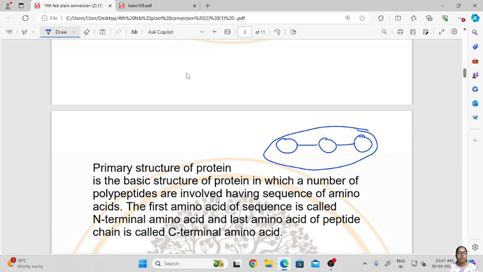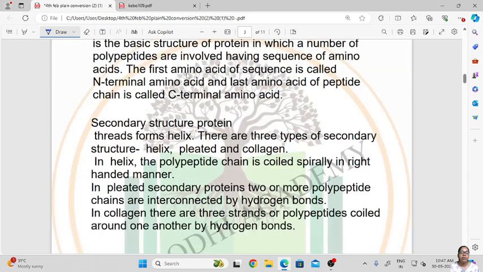The first amino acid of the sequence is called N-terminal, and the last amino acid of the polypeptide chain is called the C-terminal. If this is the last, then it is called as the C-terminal. So this is a rough structure of how a primary structure of protein is. It has amino acids held by polypeptide bonds, and the first amino acid is called N-terminal and the last amino acid is called the C-terminal. Okay, so this is the structure of primary protein.